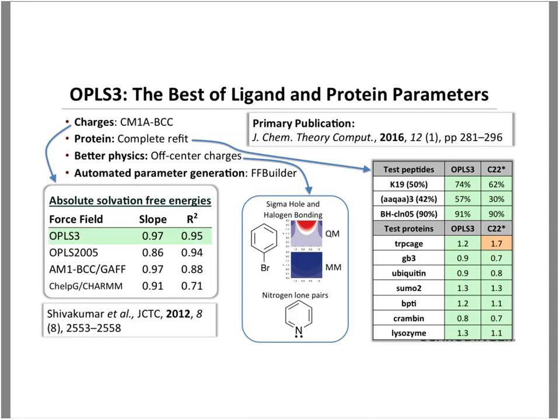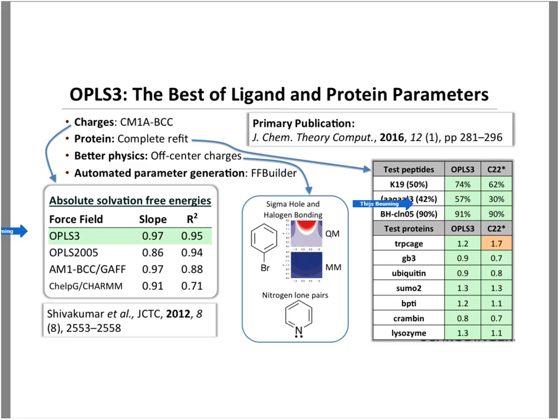The current iteration of the OPLS force field is OPLS-3. In the new version, we have also completely refit our protein force field to make our simulations better behaved at very long time scales. And you can see here on the right a little plot that shows you the performance of OPLS-3 in very long simulations for a number of key benchmarking systems in its comparison to CHARMM-22, which is sort of a state-of-the-art protein simulation force field.